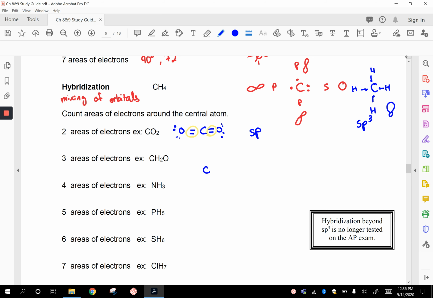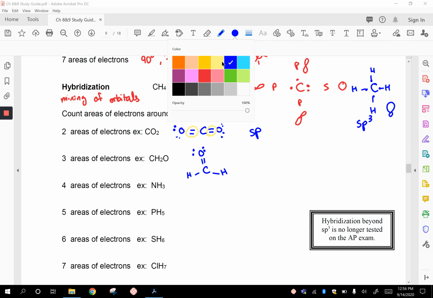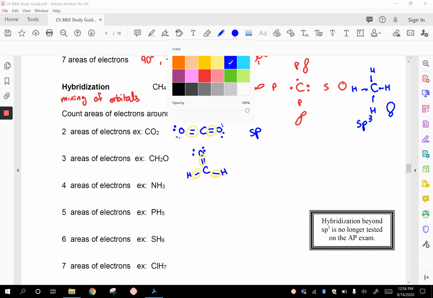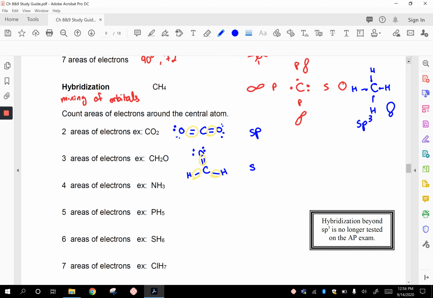Let's look at the next one. So there's CH2O. And you count how many areas of electrons are around your central atom. So my central atom is the carbon. There's 1, 2, 3 areas of electrons. And so that means 3 orbitals mixed together. The first one is always an s, and you can only have 1 s orbital. Then you get to your p's, and if you need 3 orbitals, one of them is an s, then the other 2 would be p's, so sp2. So 3 orbitals mixed together, 1 s and 2 p's.